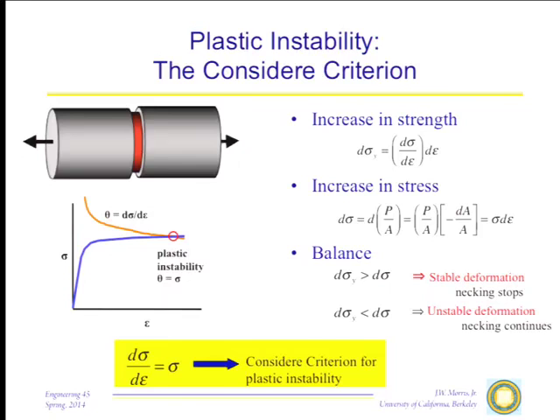What happens there is this little region marked in red is strained, so it's increasing in strength. It's also decreased in cross-sectional area, so the stress applied to it has gone up. So let's compare those two. The increase in strength, d sigma, is d sigma d epsilon, where d sigma d epsilon is the work hardening rate. D epsilon is the strain.